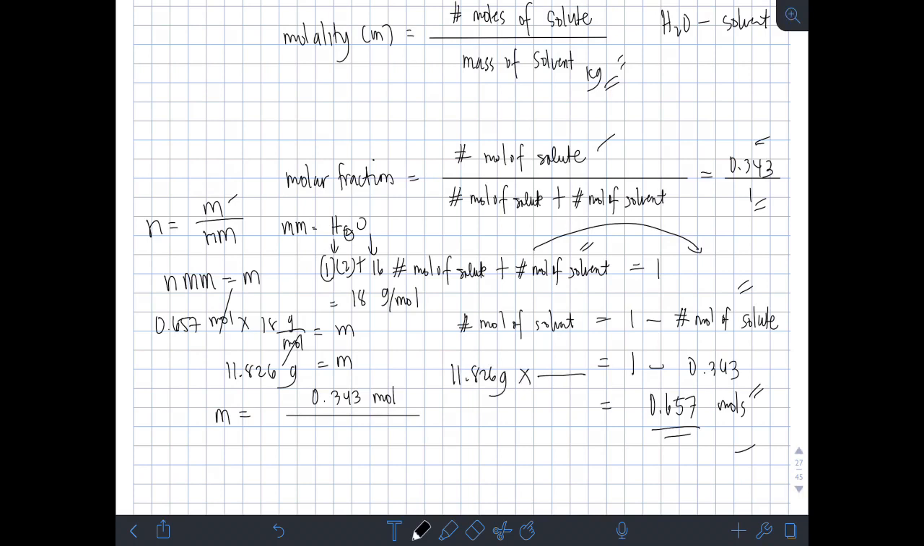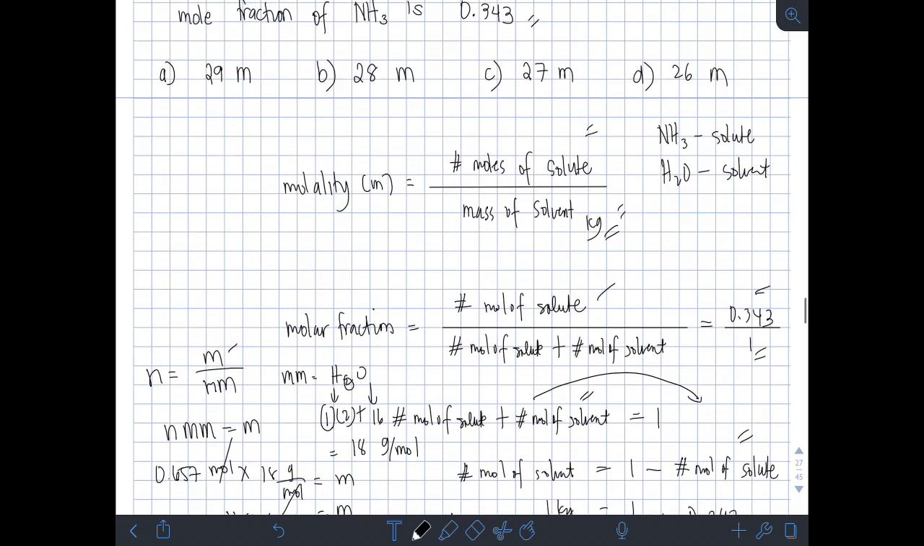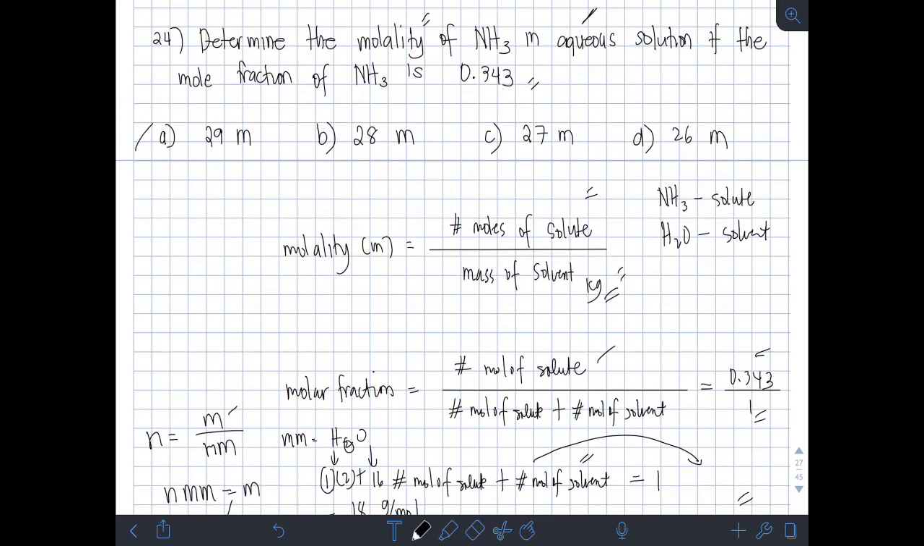1,000 grams is equivalent to 1 kilogram, so we just divide by 1,000. It is equal to 0.011826 kilogram. This is what we put in the denominator. Using a calculator, the molality is 29 molal. So the answer is letter A.